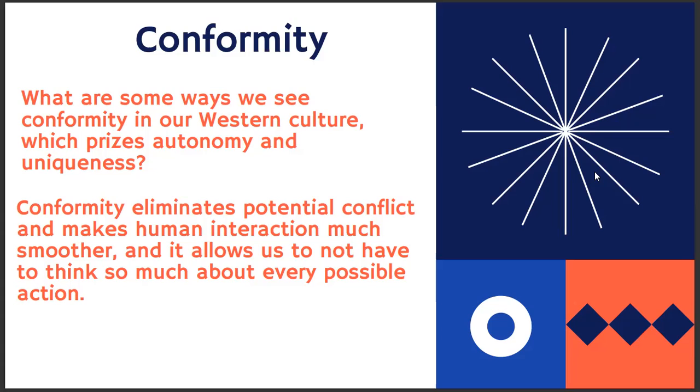So to eliminate the possibility of that, you're going to be looking at others around you, and you're going to conform to what they're doing, so you don't have to think so much about every possible action you have to take. And that can play out in many areas of life. It could be what you're wearing, it could be what you're talking about, it could be the way that you act in class, it could be whatever it is. There are many, many ways that we conform in our day to day lives.